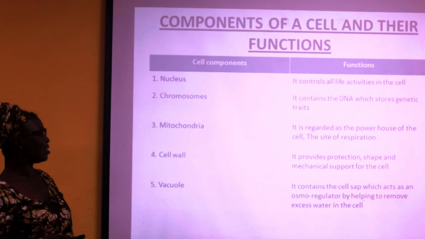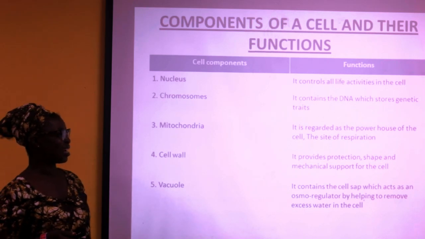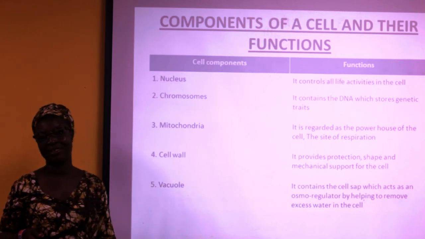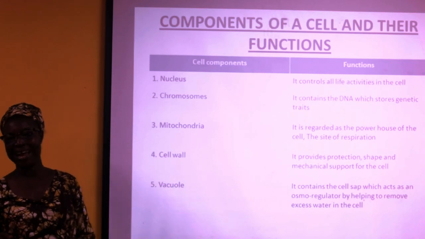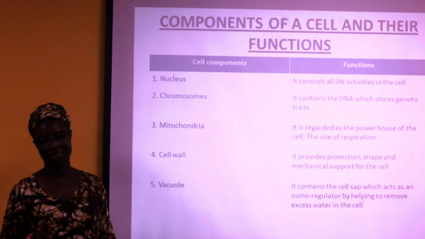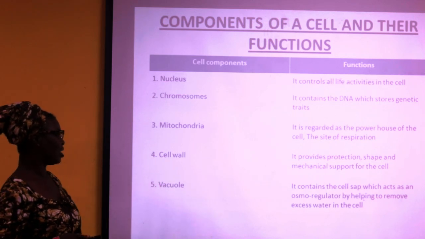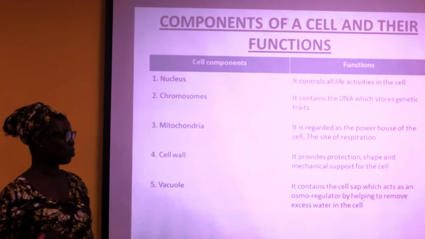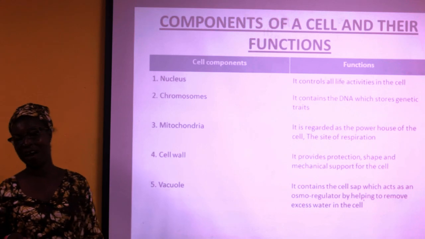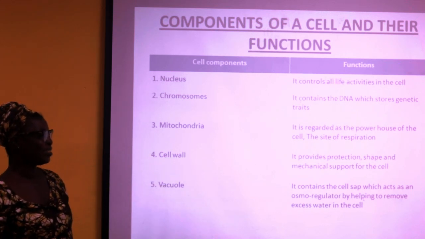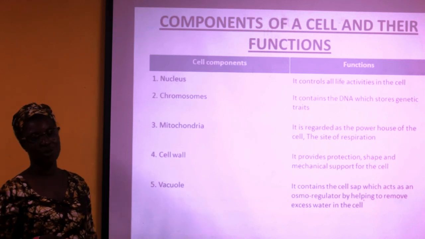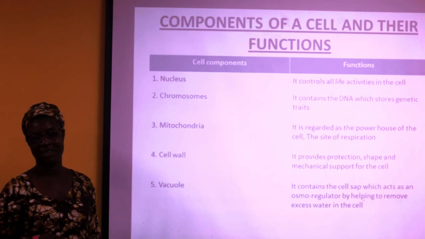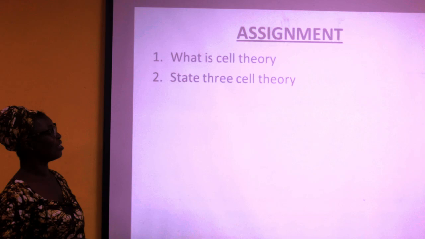Then number 3 is mitochondria. Mitochondria is regarded as the power cell, the powerhouse of the cell. The reason is that it is the site of respiration where energy is being generated for the cell to use for its processes. Then we have cell wall. Cell wall provides protection, shape, and mechanical support for the cell. Then lastly, we have vacuole, which contains the sap, which acts as osmoregulator by helping to remove excess water in the cell. It regulates the amount of fluid in the cell.